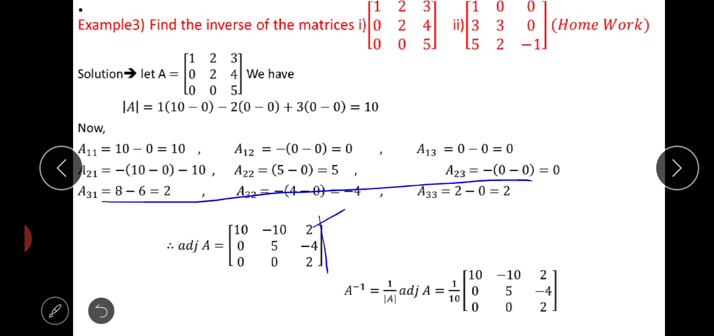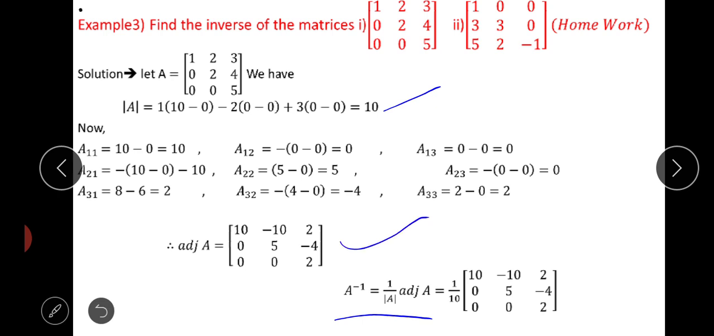Then you have to substitute these values into the formula to get the inverse of the matrix. We know that A inverse is equal to 1 divided by determinant of A into adjoint of A. The determinant of A is 10, so A inverse is 1 divided by 10 into this matrix, and we get the solution. Do you understand? You must know how to find the minor and cofactor, that is important to solve this question. And the second example will be for your homework.